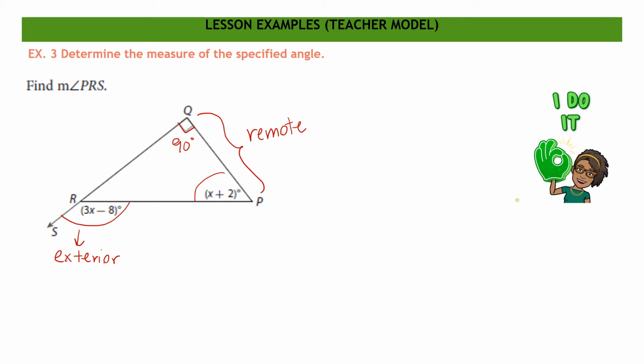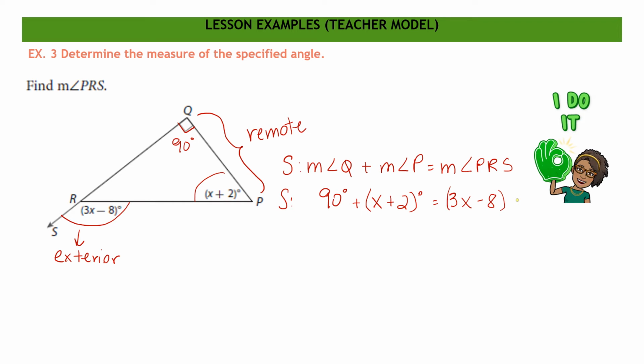So that means that I can use the exterior angle theorem, which states the two remote angles, the measure of angle Q, added together gives me the remote angle, which is the measure of angle PRS, and that's the angle that we're looking for. So now that I have my setup, I can substitute the values. So the angle Q is 90 degrees, angle P is x plus 2 degrees, and the measure of angle PRS is 3x minus 8 degrees.